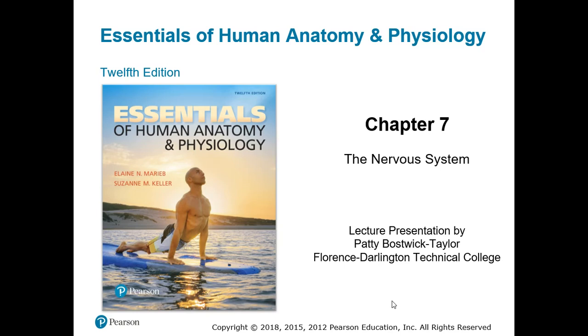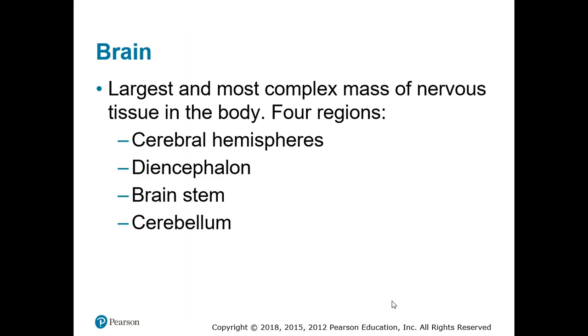Comprised of the brain and the spinal cord. So just as a general reminder, the brain is the largest and most complex mass of nervous tissue in our body. There are 4 regions. The first region we covered in the last lesson.